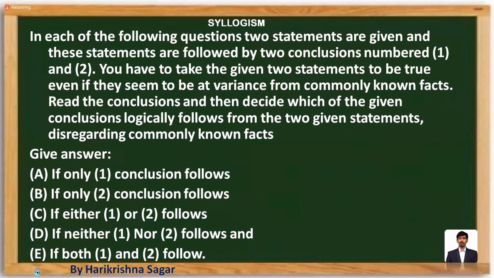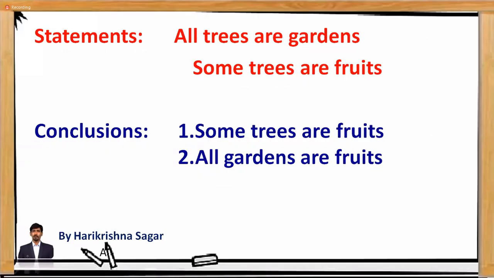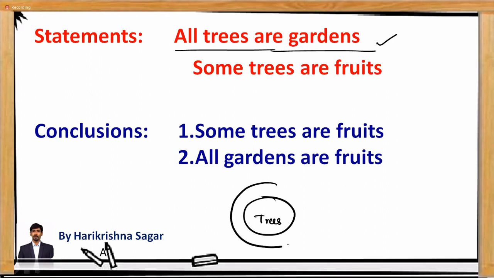So that's how you have to solve these questions. Let's look at one more question which is available on the screen. The question here: all the trees are gardens. So what is the first statement we are able to see? All the trees are gardens. It means if you assume these are the trees, all these trees are going to be gardens. This is the first statement which is given.